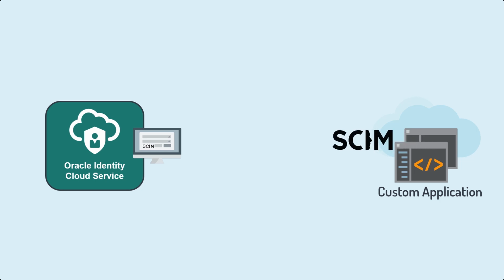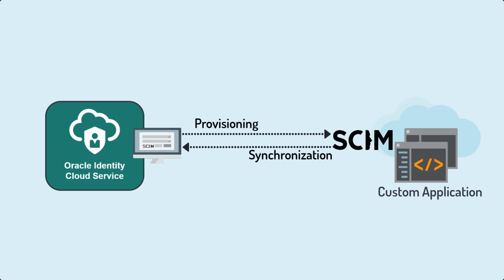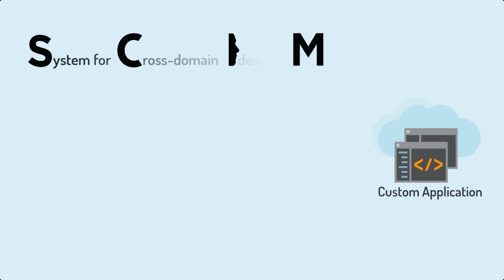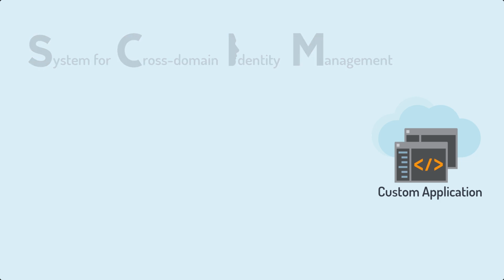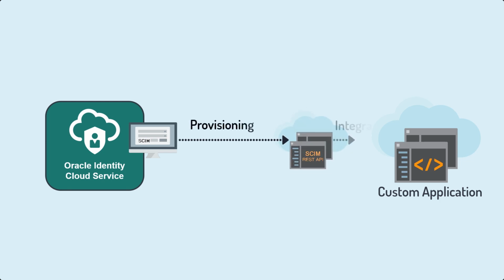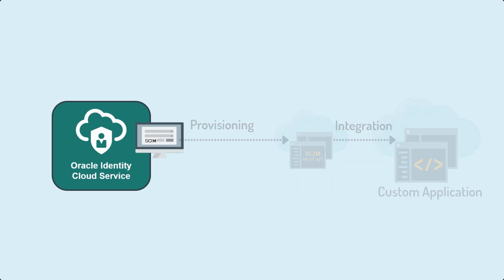In order to use the generic SCIM templates, your application needs to expose SCIM REST APIs. SCIM stands for System for Cross-Domain Identity Management, which standardizes the management of user identities across applications and services. If your application doesn't expose SCIM REST APIs, you can develop and deploy your own SCIM REST API application to serve as the interface between Oracle Identity Cloud Service and your application.